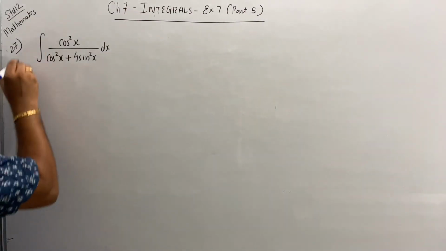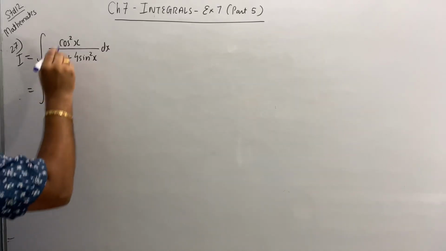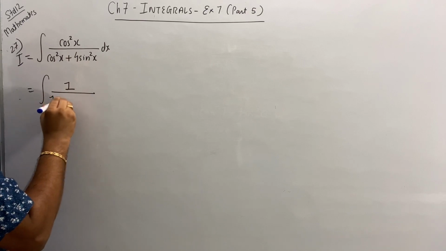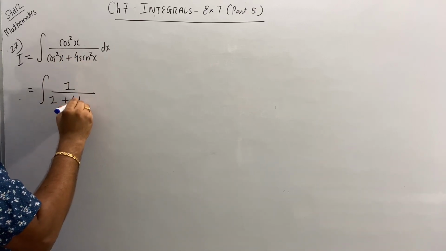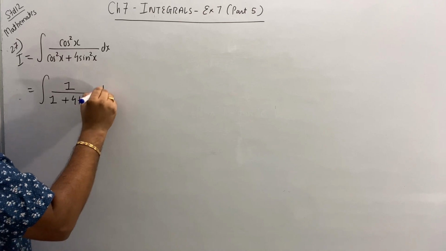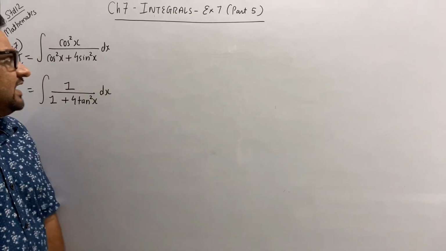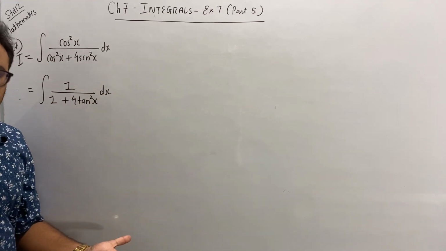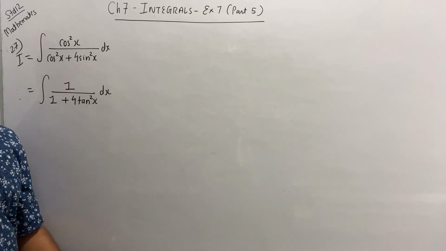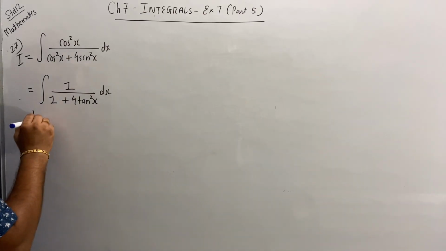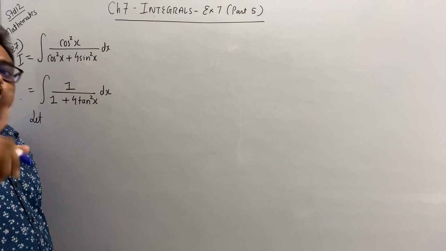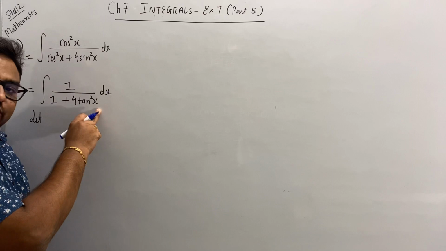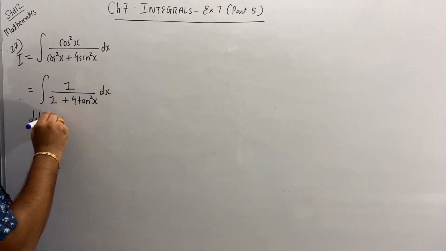Okay, so let's start. Divide the numerator: cos square by cos square, 1. Cos square by cos square, 1. Sine square by cos square, 4 tan square x dx. So 1 upon 1 plus 4 tan square x. I got tan square x. Now it's simple. Let's assume tan x equal to t. Now see, in the previous one it was tan raised to 4x, so I assumed tan square x equal to t. Here it's already tan square, so I will assume tan x equal to t.